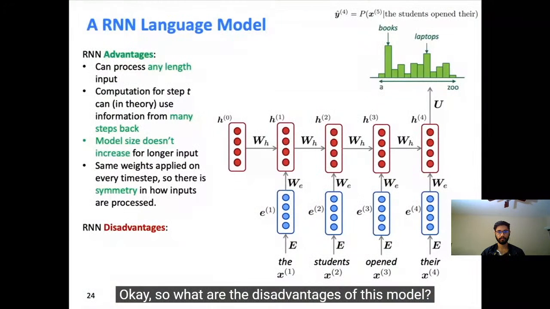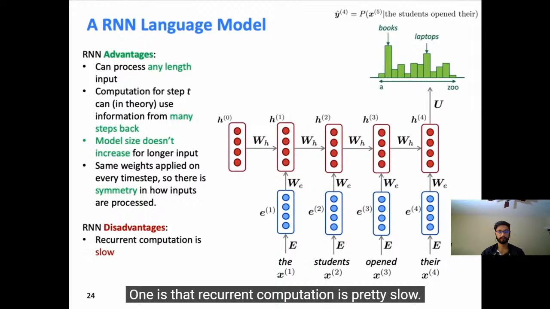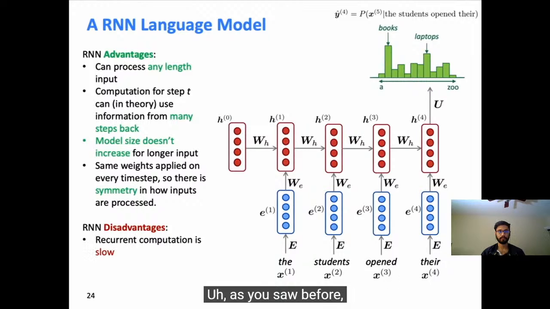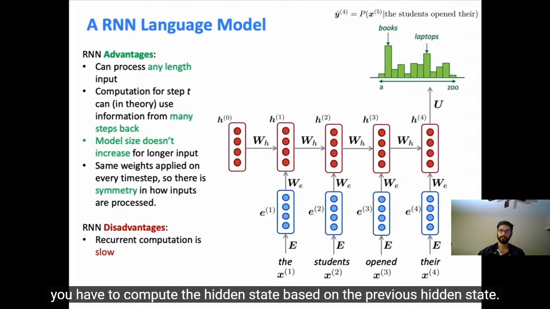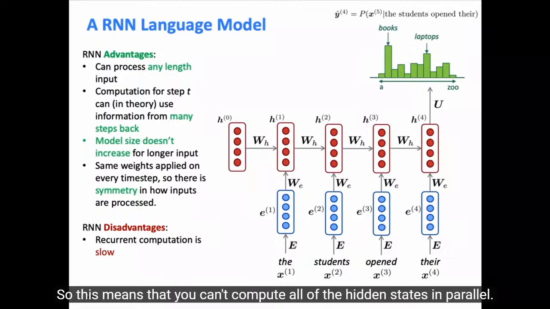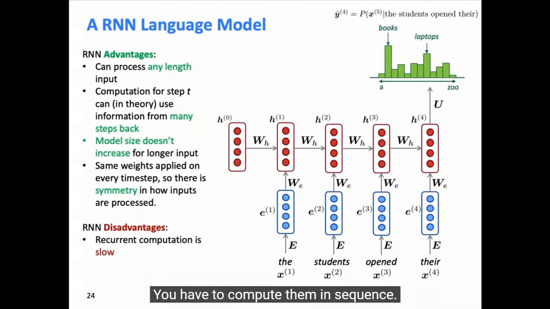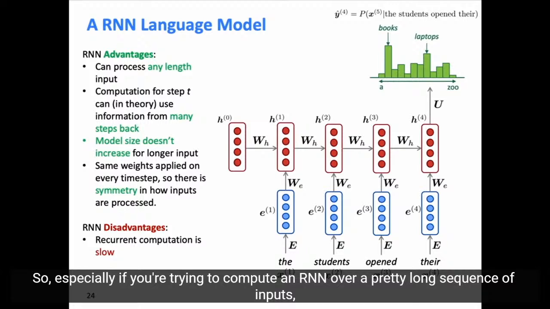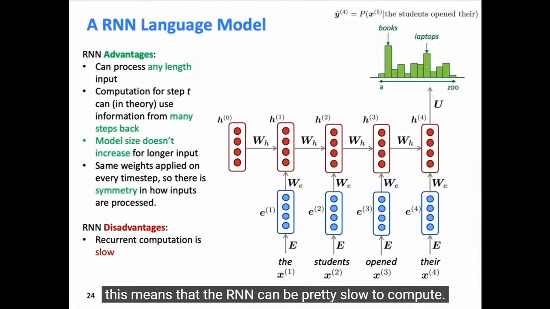Okay, so what are the disadvantages of this model? One is that recurrent computation is pretty slow. As you saw before, you have to compute the hidden state based on the previous hidden state. So this means that you can't compute all of the hidden states in parallel. You have to compute them in sequence. So especially if you're trying to compute an RNN over a pretty long sequence of inputs, the RNN can be pretty slow to compute.